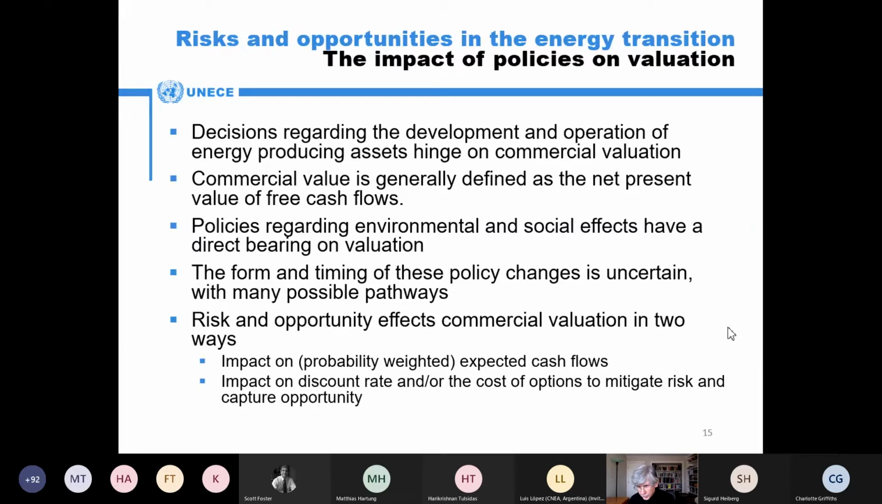Different countries will choose different pathways. There are going to be lengthy arguments about which pathways are correct. So there's no single pathway, single valuation. So what we need is a mechanism that allows us to consider, if the policies were so-and-so, which projects would be commercially viable and still meet environmental and social goals.